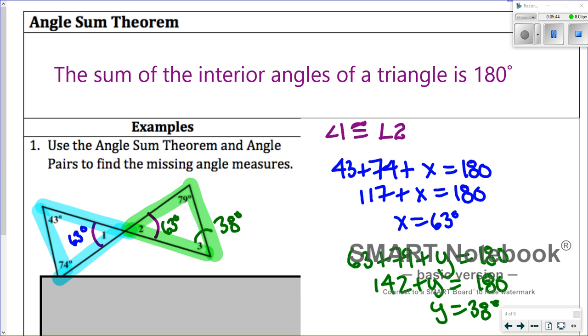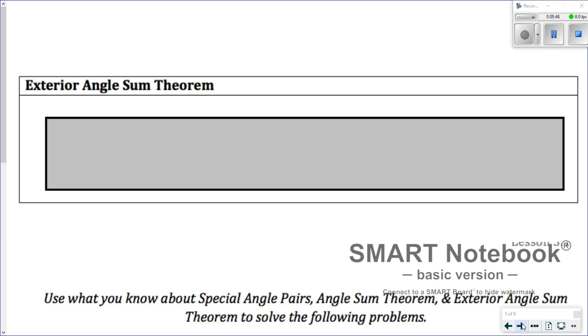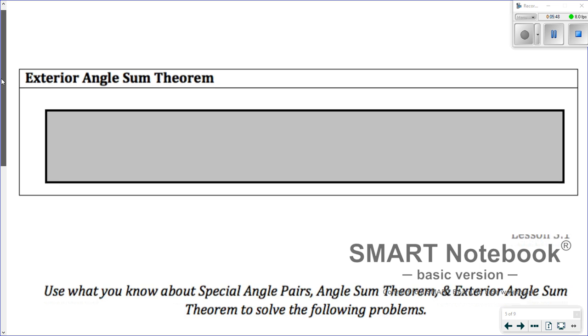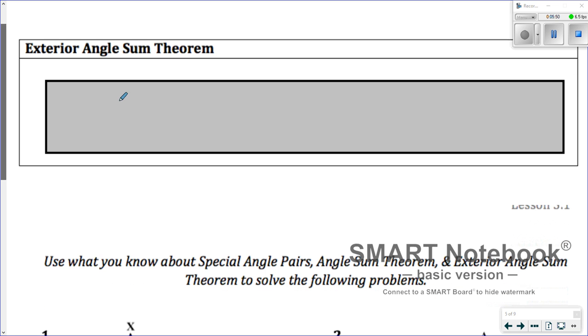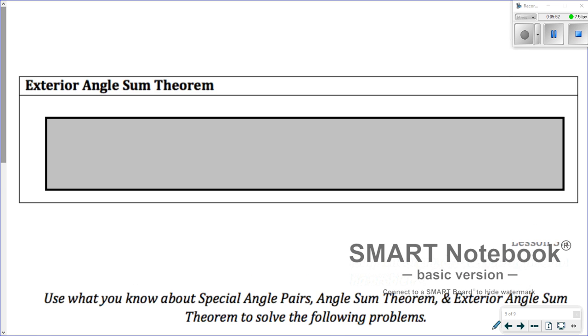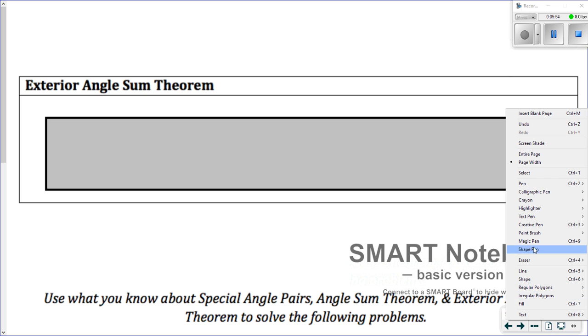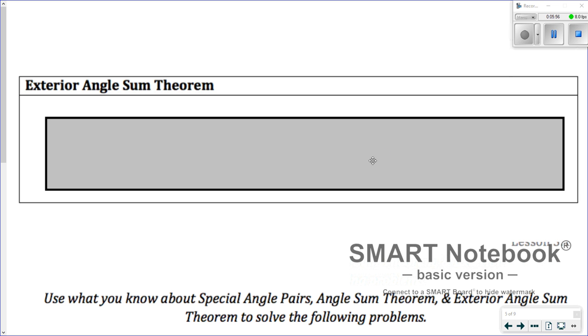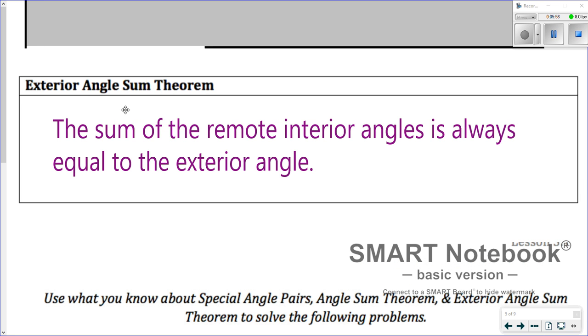Alright, let's go on to the next. The next one is the exterior angle sum theorem. It states that the sum of the remote interior angles is always equal to the exterior angle.